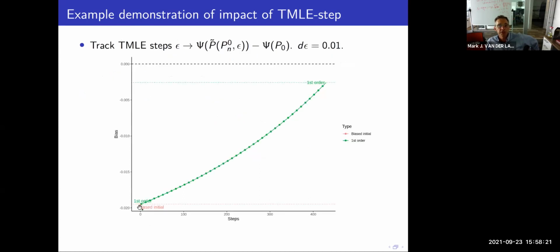But here's then what happens in a simulation or in a single, fixed data set. This is not an average. This is a single data set. You start with an initial estimator, and here's the truth. And you see that it starts moving in the right direction every little step till the likelihood is maximized, and that's where it stops. And that's then the first order TMLE.